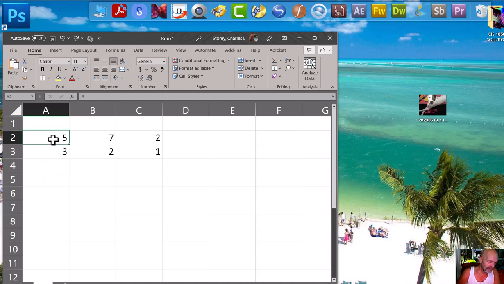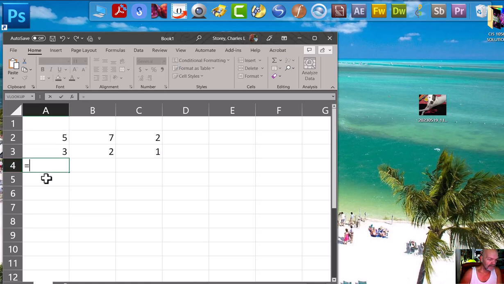So here's another way. I'm going to select my numbers there and type in equals, and then I'm going to click this cell, and I'm going to put the plus sign in, and then I'm going to click this cell, and I'm going to hit enter. I get the same thing.